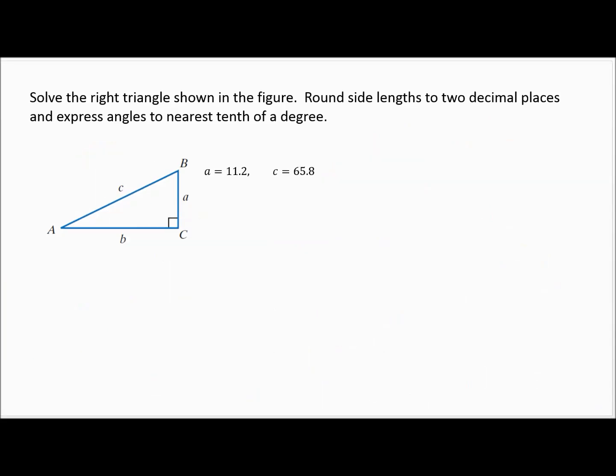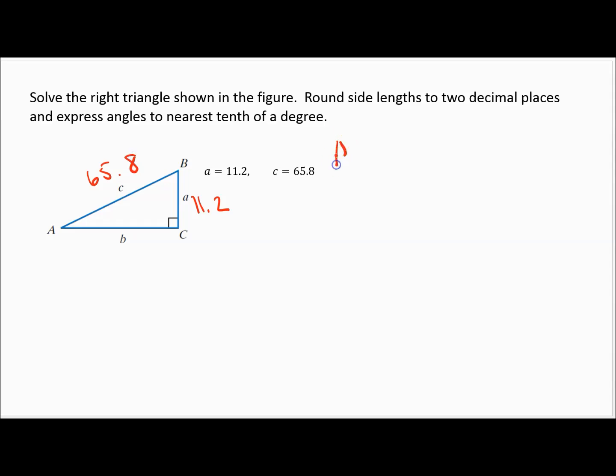Alright, so I bet you think you have this mastered, right? Solve the right triangle. But notice this time we're given different information. We're not given an angle. We're given that side A is 11.2. That doesn't look anything like an 11. Forgive me, let's try this again. 11.2. And side C is 65.8.